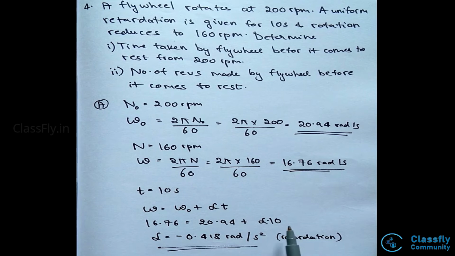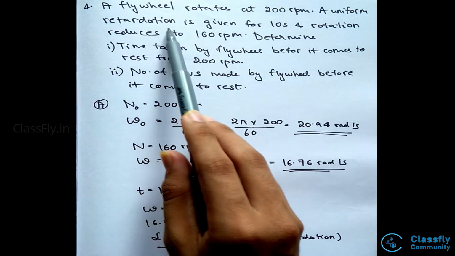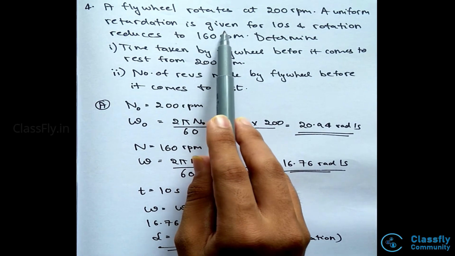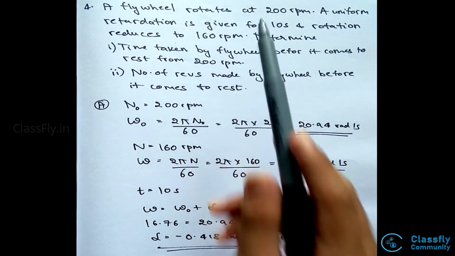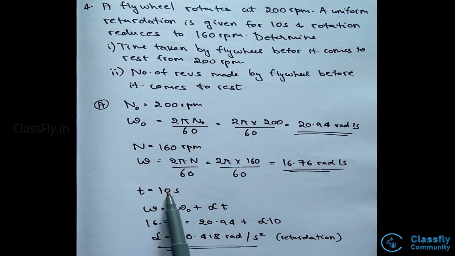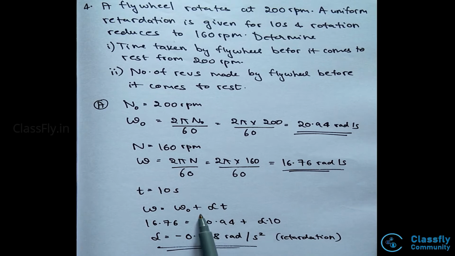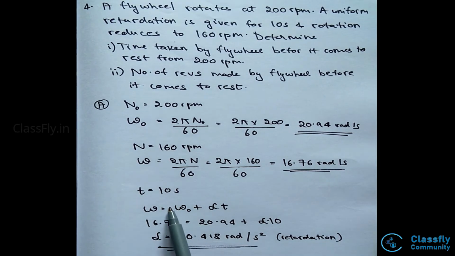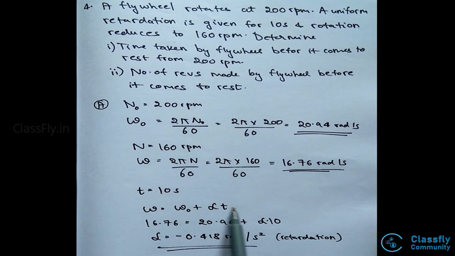Now, they have given us that the flywheel will undergo a uniform retardation, that is nothing but negative acceleration, for 10 seconds. Hence, t will be 10 seconds, and applying the equations of motion in circular motion, we have omega equals omega naught plus alpha t.